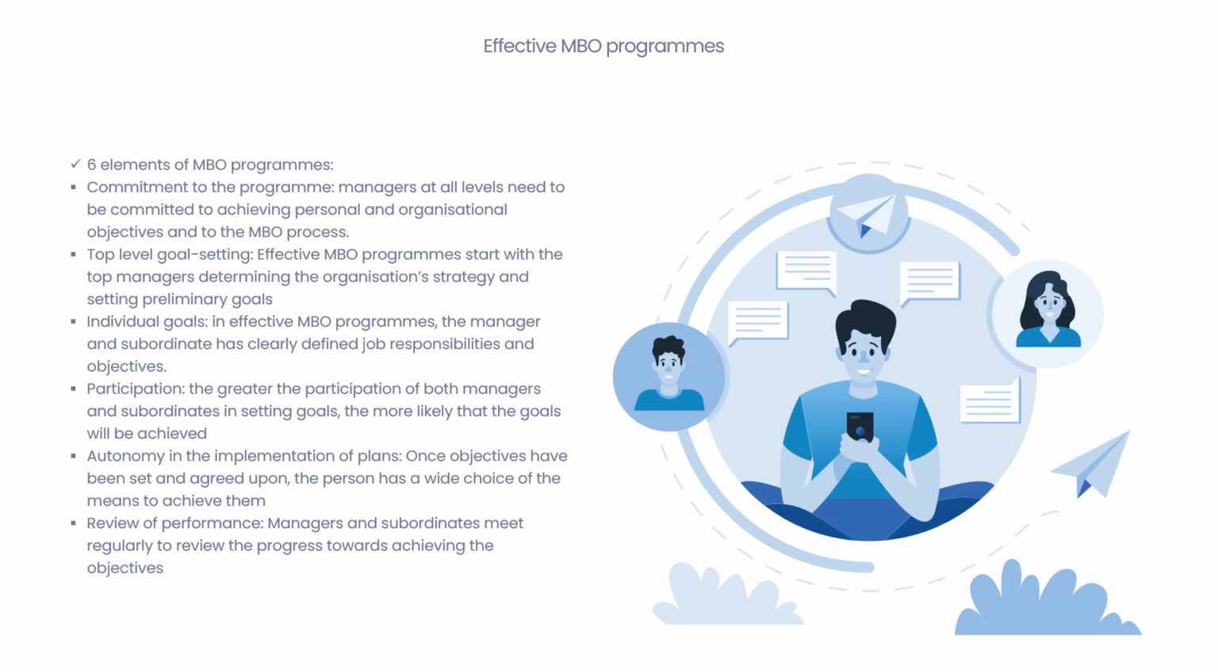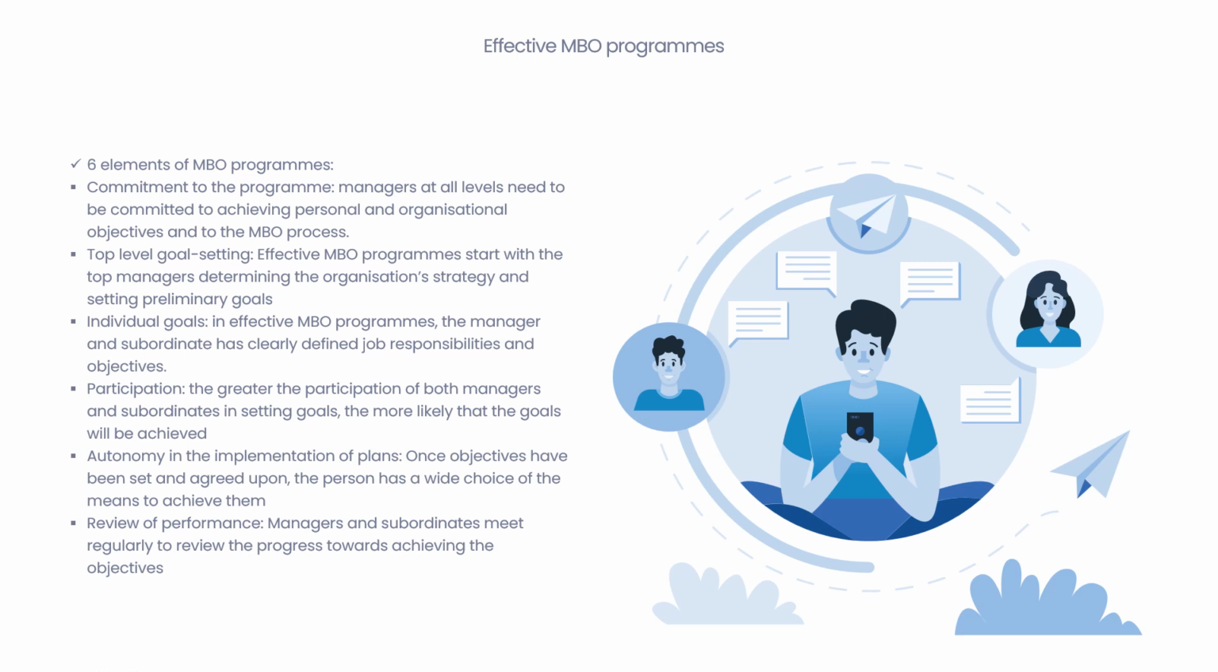Individual goals. In an effective MBO program, the manager and subordinate have clearly defined job responsibilities and objectives. Participation. The greater the participation of both managers and subordinates in setting goals, the more likely that the goals will be achieved. Autonomy in the implementation of plans. Once objectives have been set and agreed upon, the person has a wide choice of means to achieve them. Review of performance. Managers and subordinates meet regularly to review the progress toward achieving the objective.